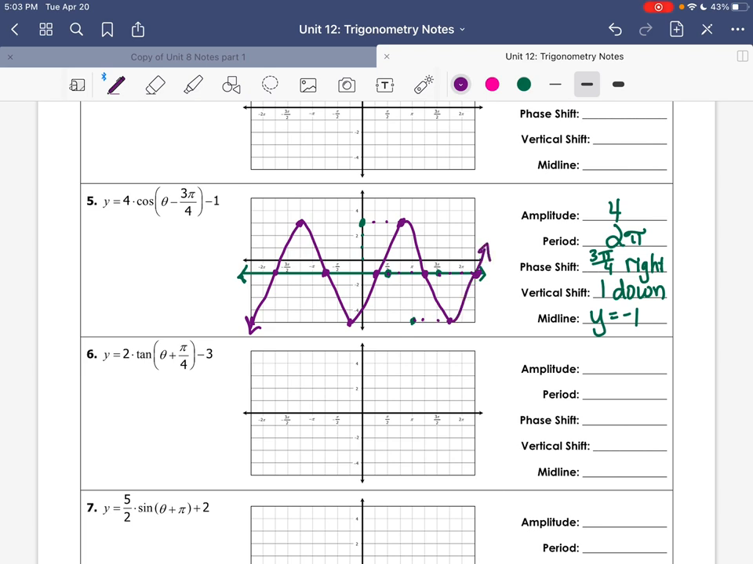So there is how that one should look. It's not spread out. It looks spread out, but that's only because it's taller. It's not actually spread out.